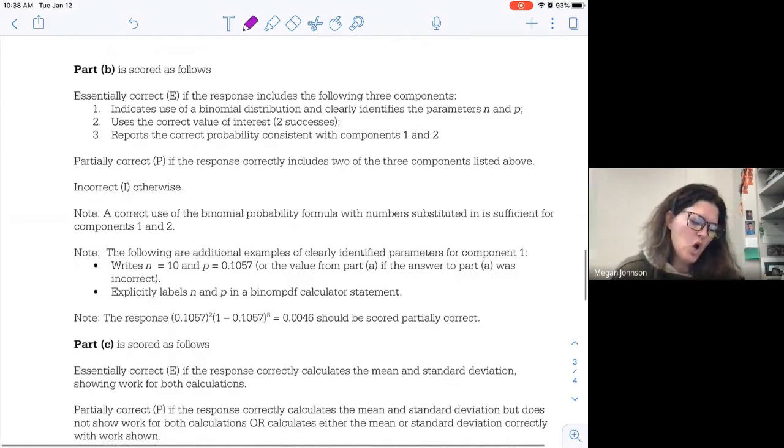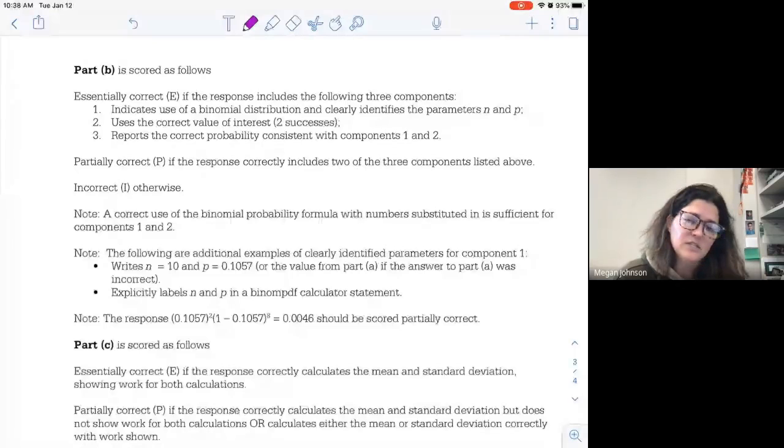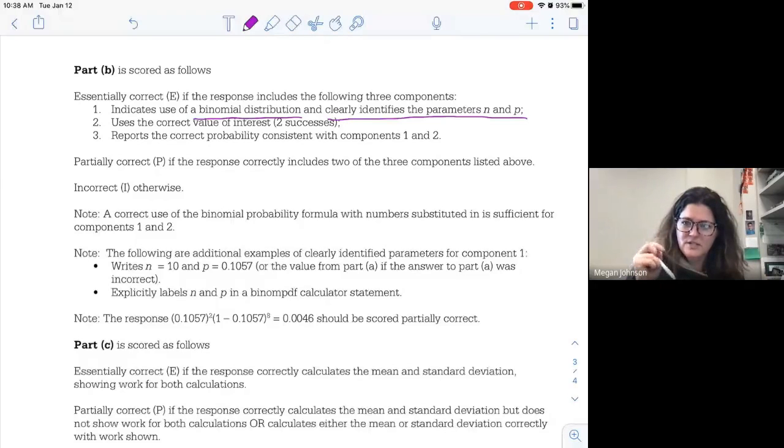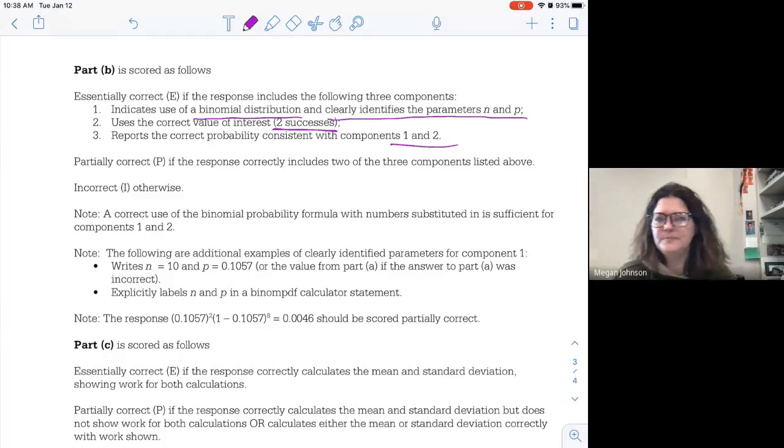Okay. Moving on, part B. There's 3 components for part B. This is the binomial distribution one where you were not combining the 10 bags of chips. You had 10 bags of chips and you were looking for exactly 2 to be underweight. So essentially correct if the response has the following 3 components. Indicates the use of a binomial distribution, important. Clearly identifies the parameters of N and P, important. How many trials? What's your probability of each trial? Uses the correct value of interest, 2 successes, important. Reports the correct probability consistent with 1 and 2.